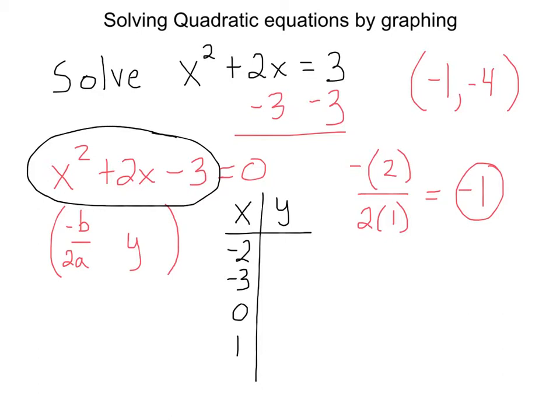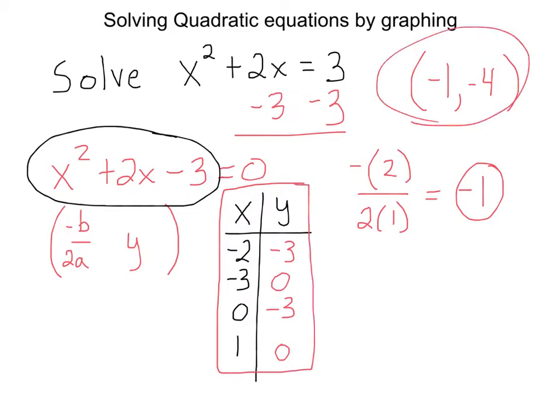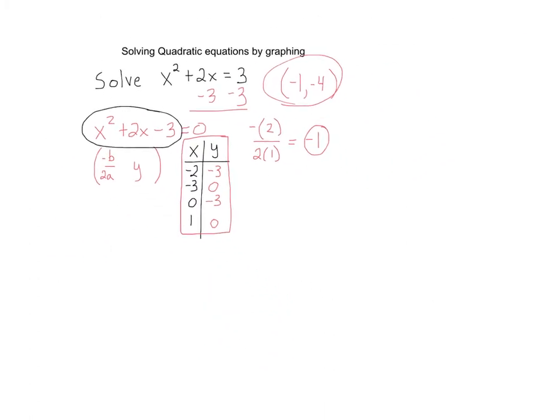So when you plug in negative 2, what do you get out? Negative 3. When you plug in negative 3, you get 0. When you plug in 0, you get negative 3. And when you plug in 1, you get 0, don't you? So now what I need to do is I need to graph these 4 points plus the vertex, right? Okay, so let's do that. So let me get a coordinate plane here on the screen.